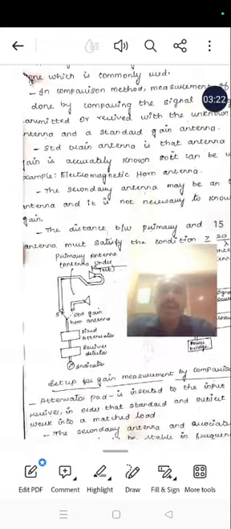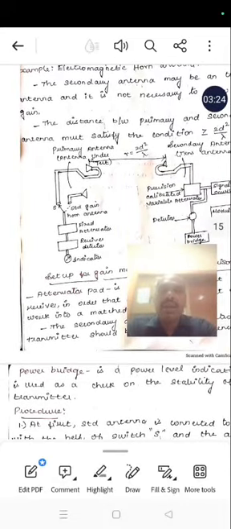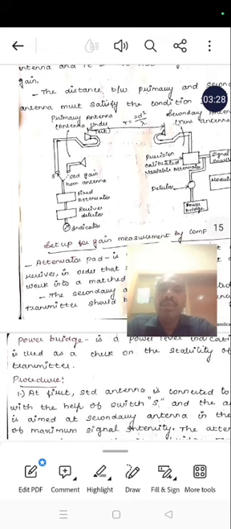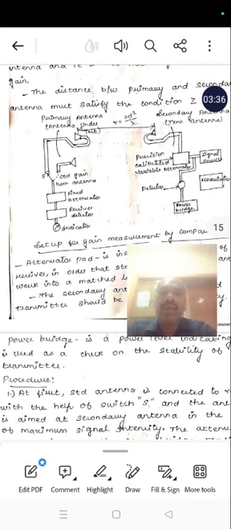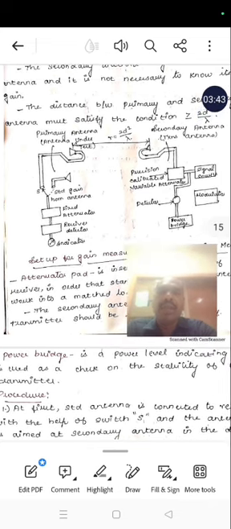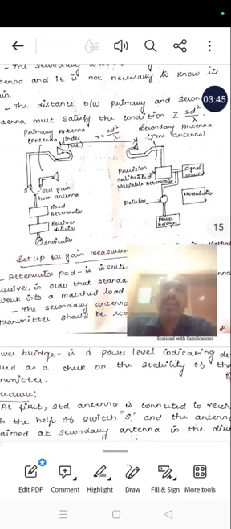You can measure the antenna parameter using an experimental setup. In this setup we use primary antenna and secondary antenna. In the primary antenna we use signal indicator, fixed attenuator, and gain horn antenna. Then the receiver antenna is called secondary antenna.